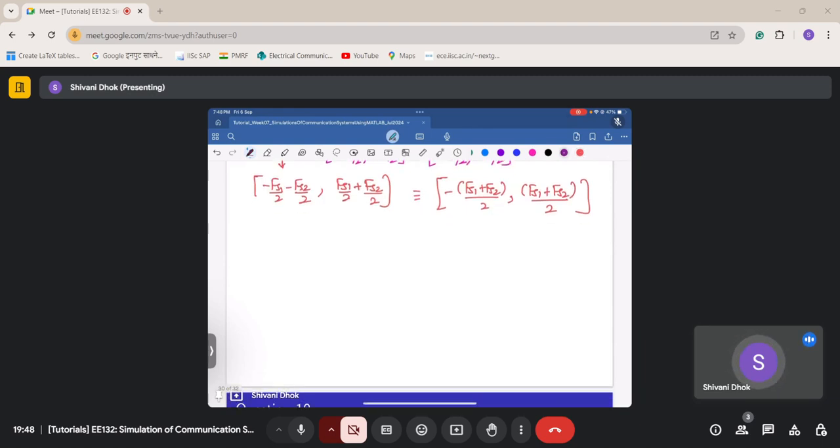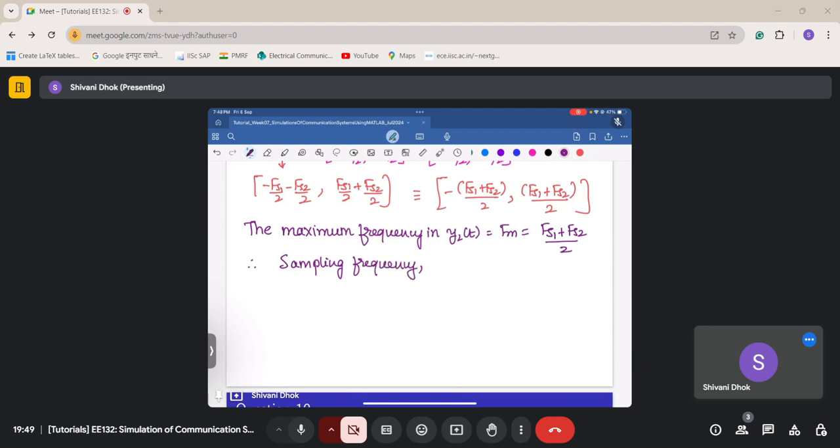So what we observe here is the maximum frequency in y2(t), which is fm, comes out to be equal to (fs1 plus fs2) by 2, and therefore the sampling frequency fs, which is 2 times fm, comes out to be equal to 2 times (fs1 plus fs2) by 2, which is equal to fs1 plus fs2. Is it clear? Any questions at this point?